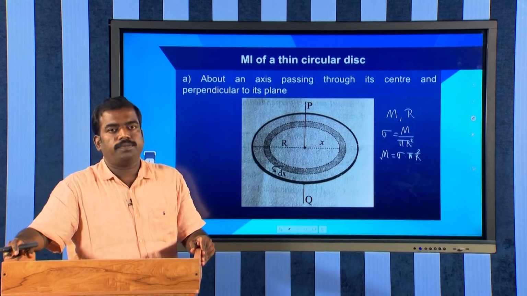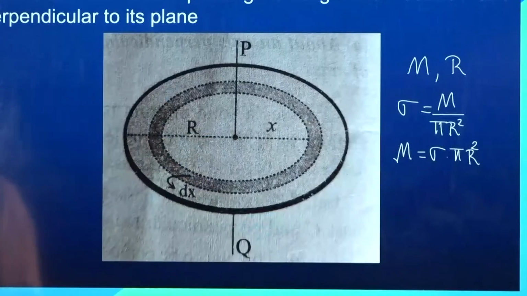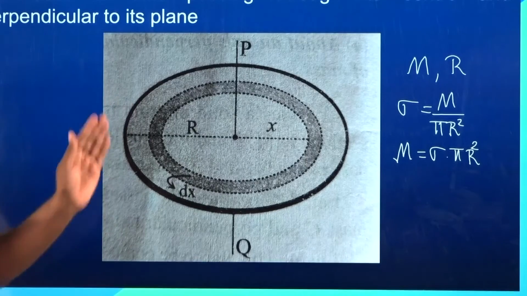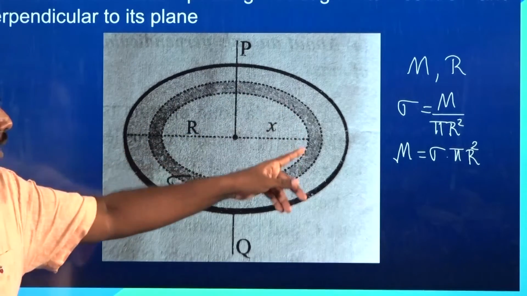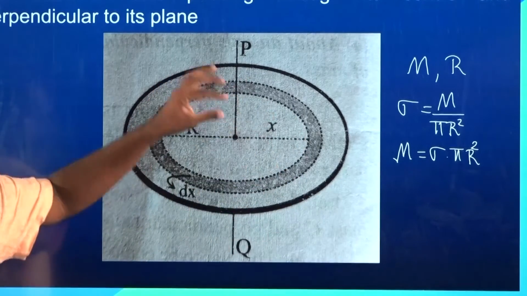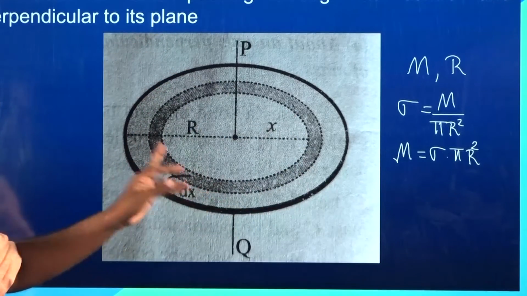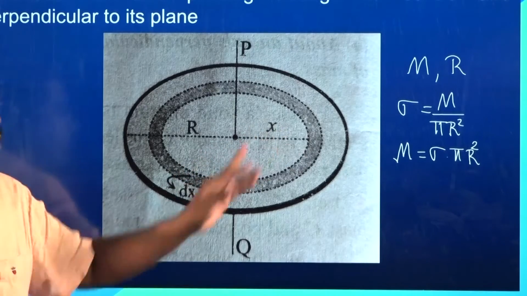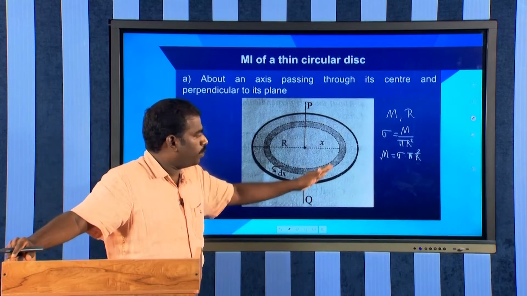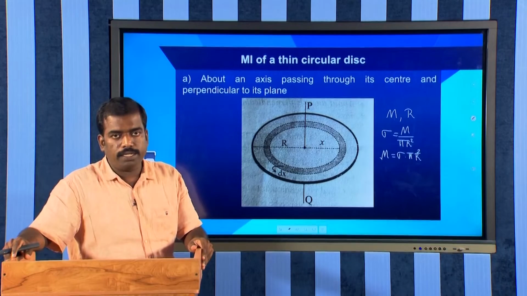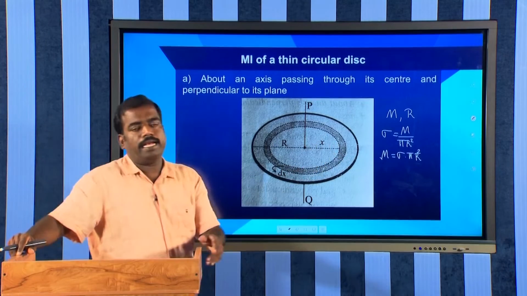So, we considered a circular disc of mass capital M and radius capital R, and sigma is the mass per unit area. To find the moment of inertia of this circular disc about PQ, we imagine that the disc is made up of a large number of concentric rings. Consider one such ring of thickness dx, which is at a distance of x from the axis.